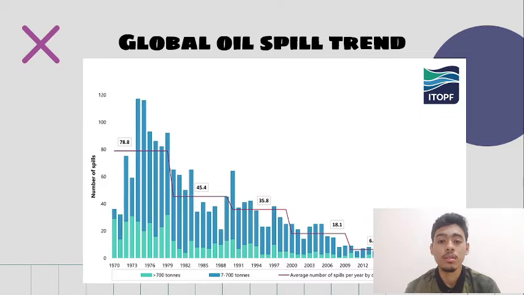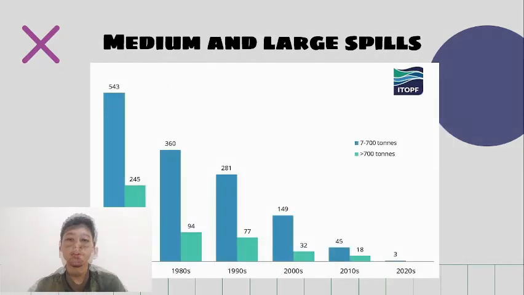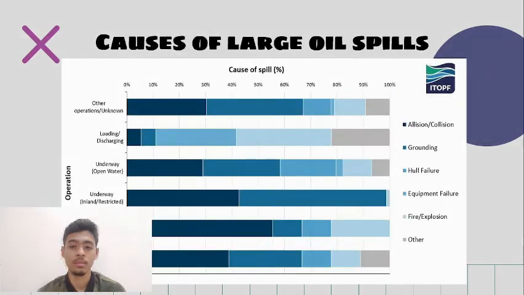Based on the graph, we can conclude that the frequency of oil spills has decreased over the past half century. This graph shows the number of medium spills, which are 7 to 700 tons, and large spills, which are over 700 tons, per decade from 1970 to 2020. Lastly is the cause of large oil spills. This graph explains the incidence of spills of more than 700 tons by operation at the time of the incident and primary cause of spill for the years 1970 to 2020.